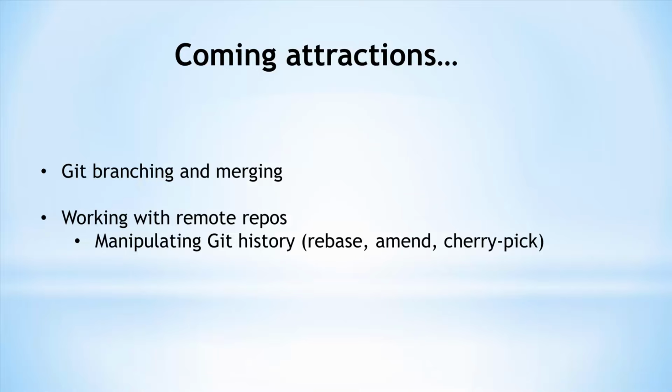Okay, that wraps up this video on Git Core Topics. In the next video, we will talk about branching and merging, a crucial piece of working with Git. After that, I will have a video on working with remote repositories. That video will also include ways to alter your commit graph, like amending commits, rebasing, and cherry picking.